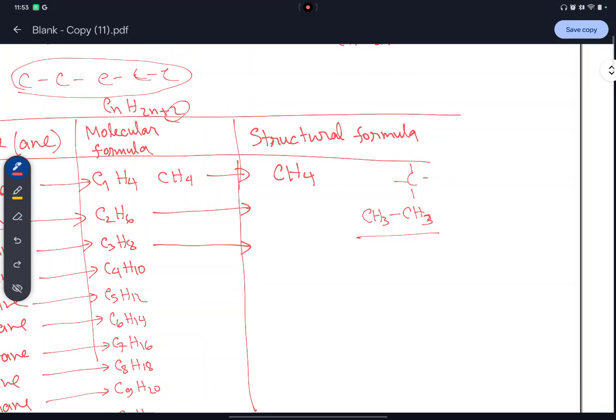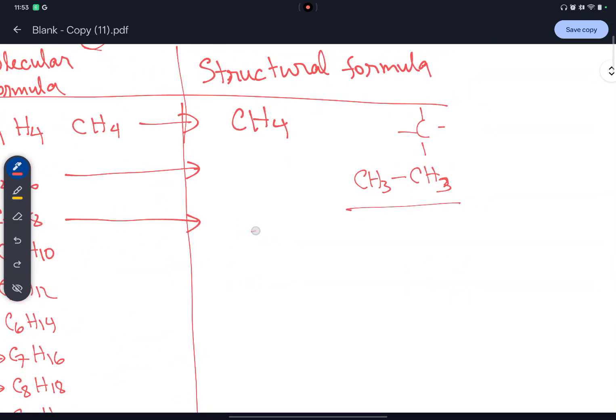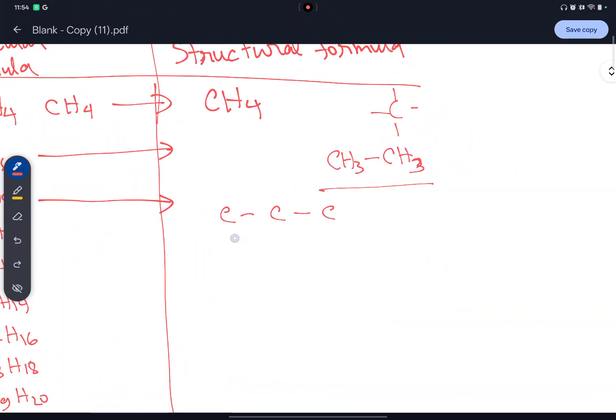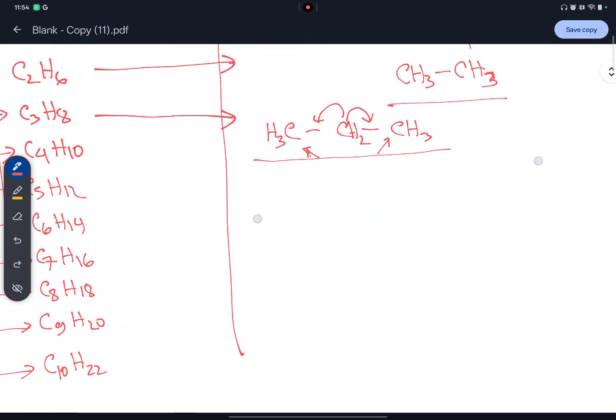Next one, propane. So 3 carbons, and all of them are attached with single bonds. Now, how many bonds are left for this carbon? Answer is 3, so give 3 hydrogens here. This carbon already made one covalent bond here and another covalent bond here. That means it has 2 more covalent bonds left. Give 2 hydrogens for this one, and this one already made one, so give 3 hydrogens here. So we have the structural formula of propane.